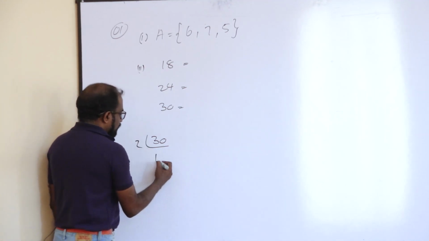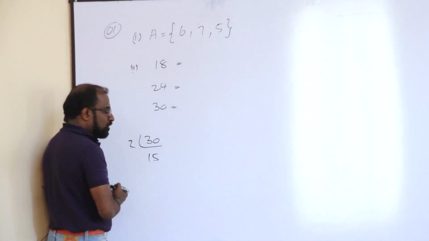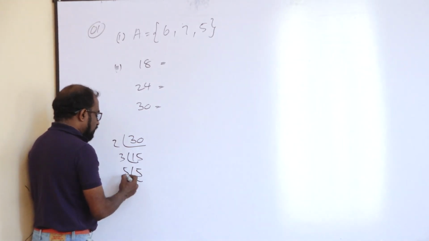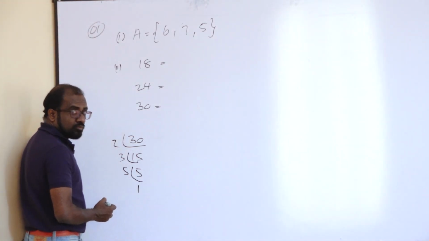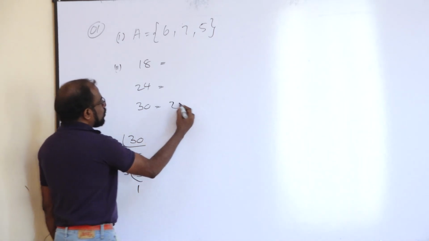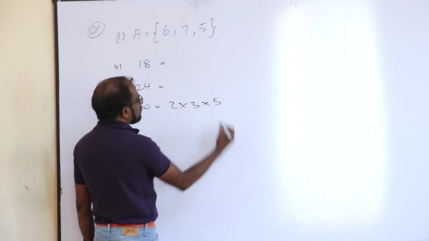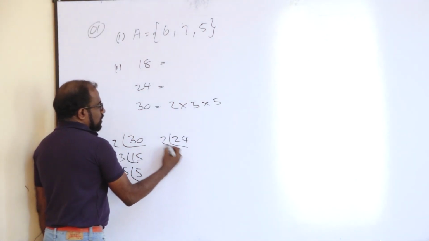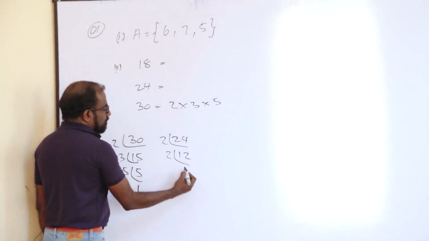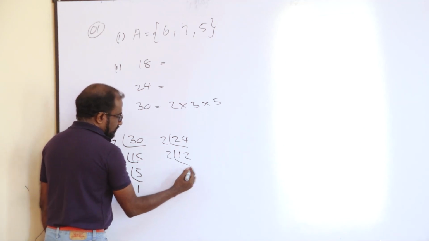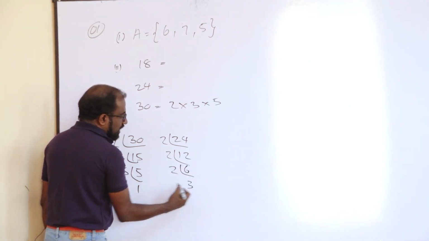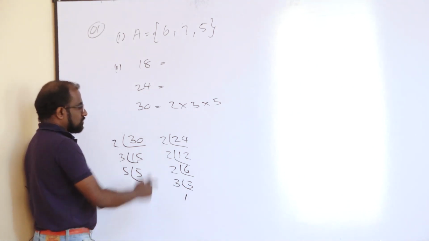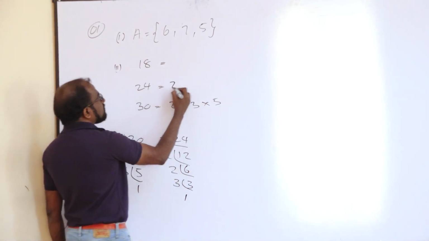Divide by 2, 15. Can you divide 15 by 2? No. So divide by 3, 5. 5 divided by 5, 1. 5 is a prime number. So 2 times 3 times 5. Right. Then 24. Divide by 2, 12. Divide by 2, 6. 6 divided by 2, 3. Then the next prime number 3. 2 times 2 times 2 times 3.